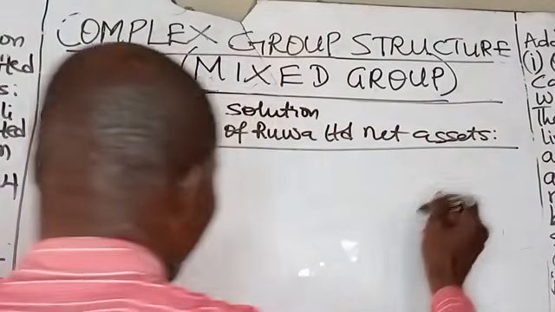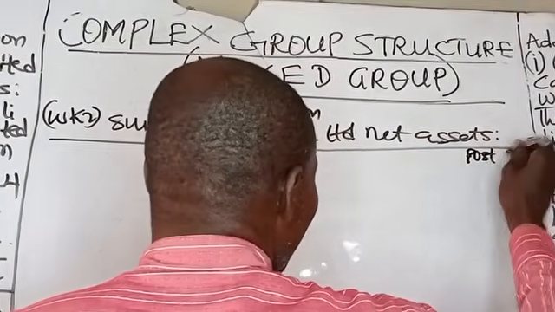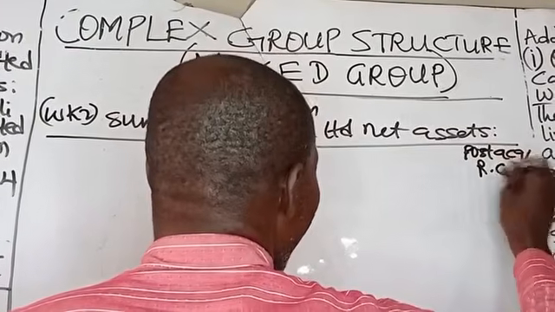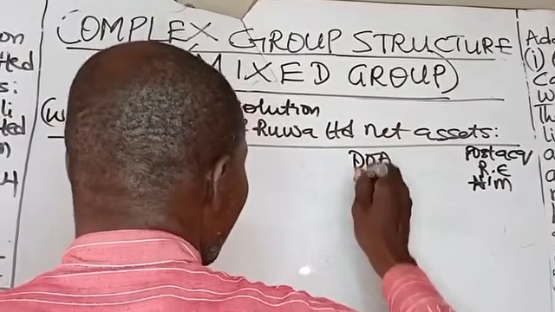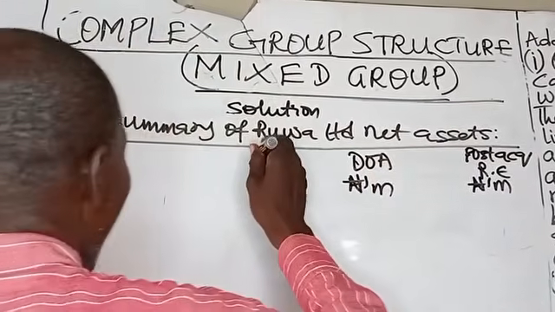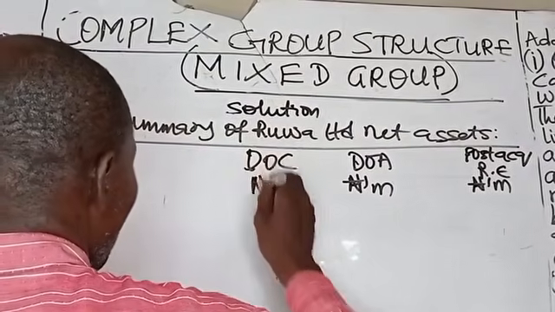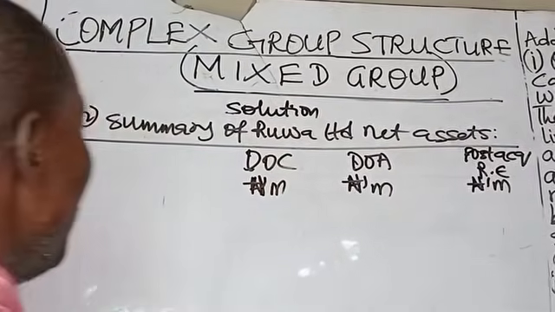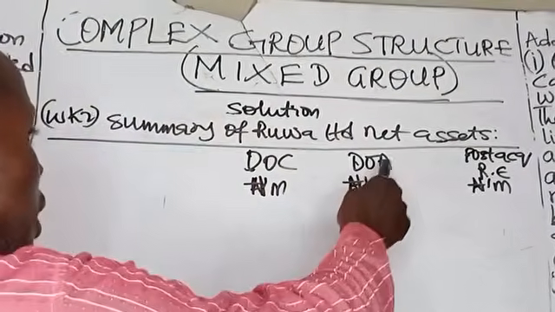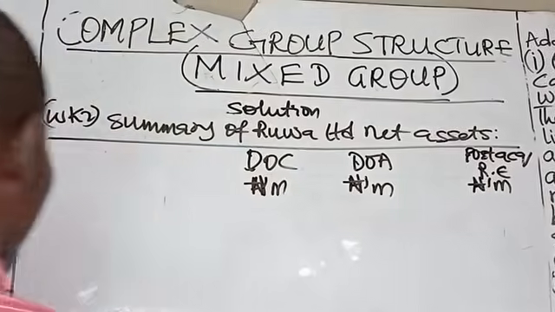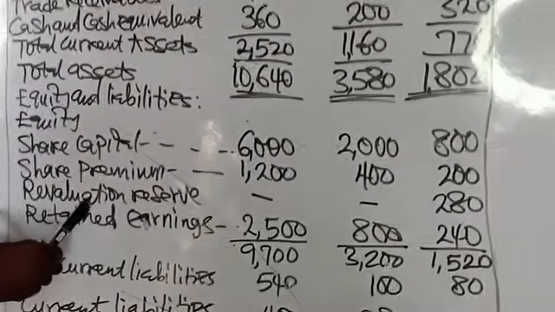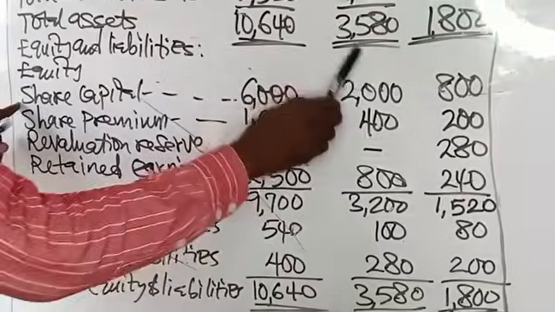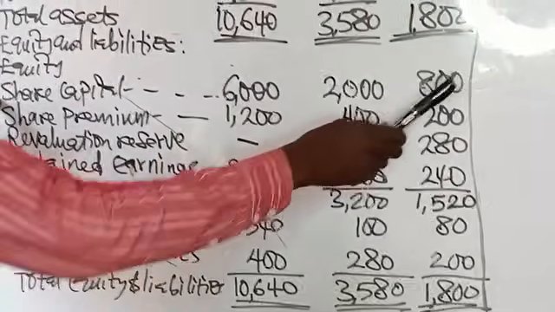So for the net assets, you have post-acquisition retained earnings. You have the one at the date of acquisition, then we also have the one at the date of consolidation. I've told you that DOC means date of consolidation, DOA date of acquisition. Now, what are the net assets of Ruwa Limited? I've told you that the simple definition of net asset is equity. This is the Ruwa Limited column; this is Omi, this is Ruwa, and this is Mili.